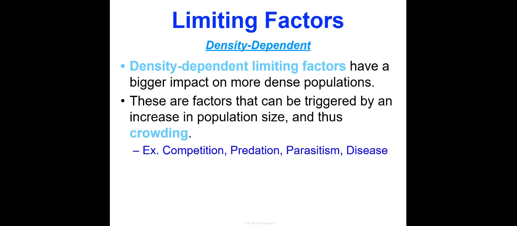So competition for resources. The more individuals there are in an area, the more that this is going to affect the population. If there's not a lot of food, but there's not a lot of individuals, it's not going to matter too much. But if there's not a lot of food and there's a bunch of individuals, that's going to seriously bring the death rate up. There's predation, parasitism, disease is another great example. When COVID was going on, it had a greater effect on large cities than it did on less dense populations.